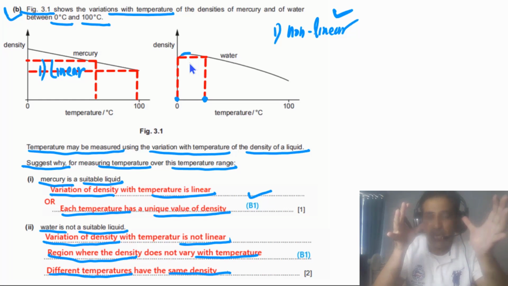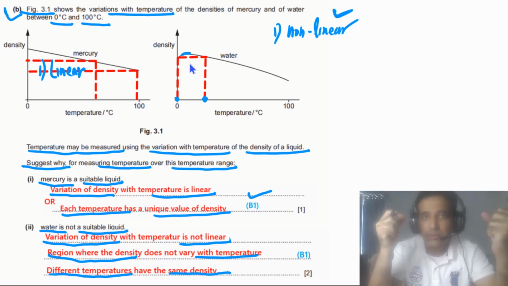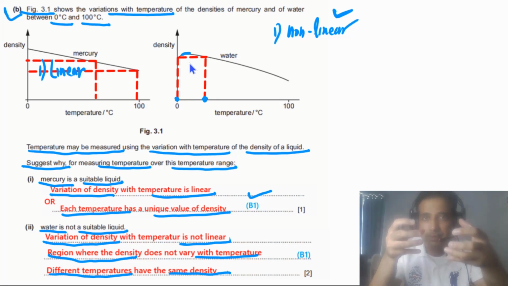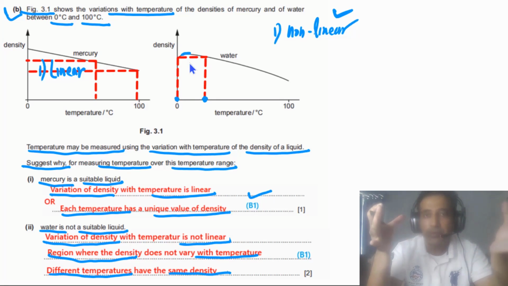So this is how you can read the graph. You need to understand how to read the graph and how to get information from the graph. So this question is all about reading graph.